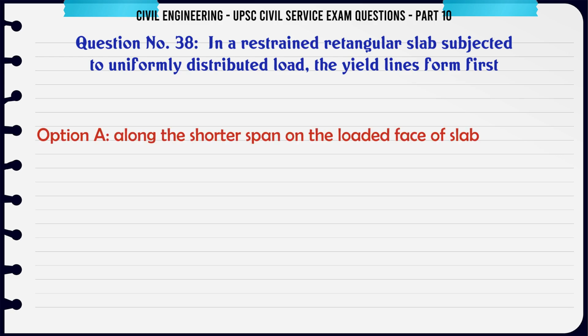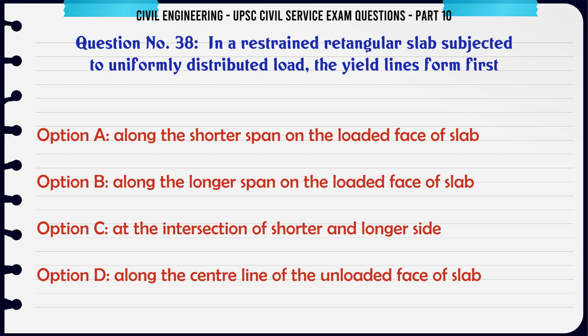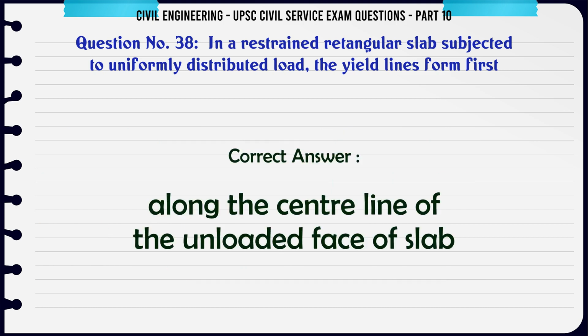In a restrained rectangular slab subjected to uniformly distributed load, the yield lines form first A. Along the shorter span on the loaded face of slab. B. Along the longer span on the loaded face of slab. C. At the intersection of shorter and longer side. D. Along the center line of the unloaded face of slab. The correct answer is along the center line of the unloaded face of slab.